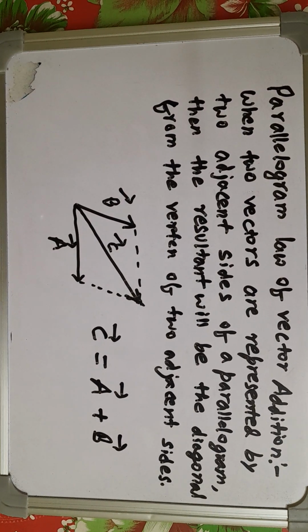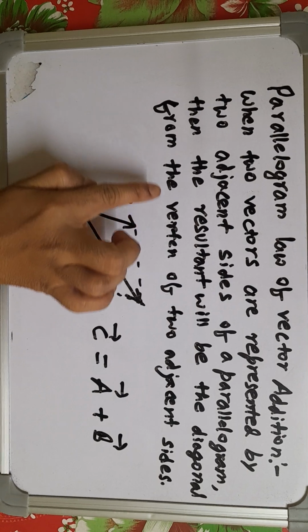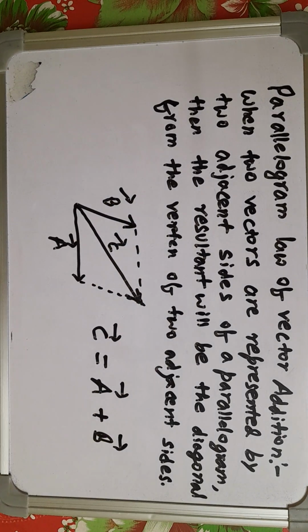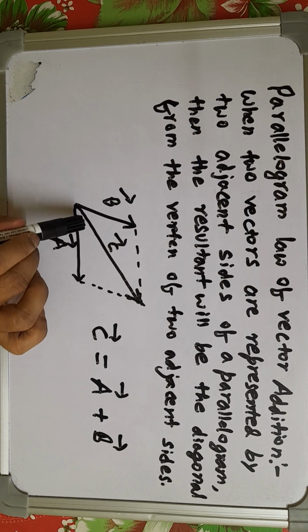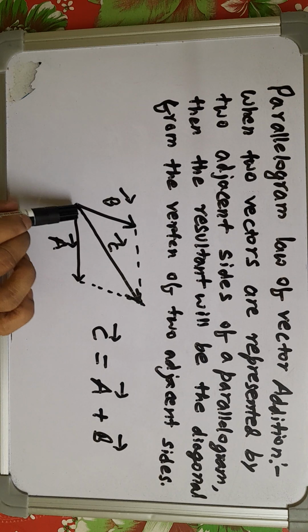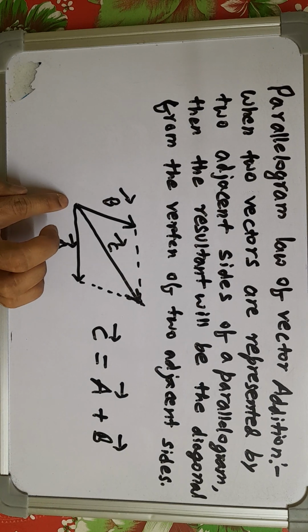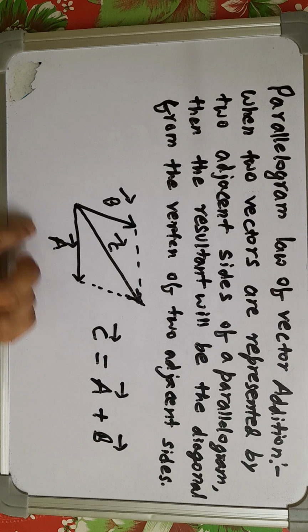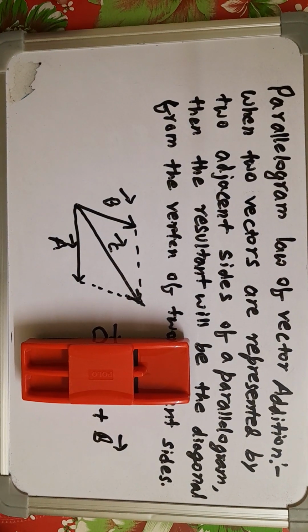That means if A vector and B vector are represented as two adjacent sides of a parallelogram, then the diagonal passing through the vertex of the two adjacent sides will be the resultant of the two vectors. Okay. In the same way, if it is minus b vector, then this b vector will come in this way, a minus b vector, and this will be the resultant a minus b vector. Okay. So now we'll do the resolution of vectors.